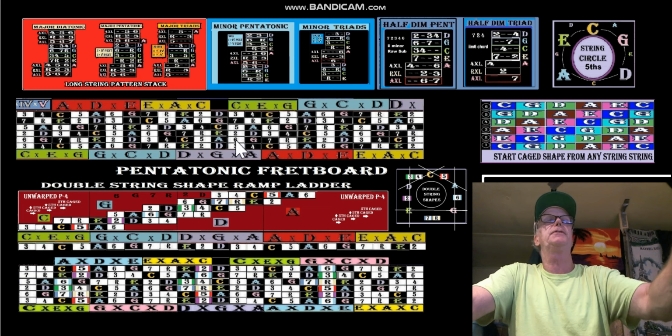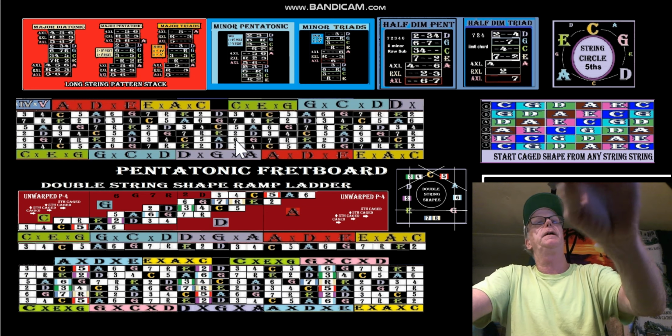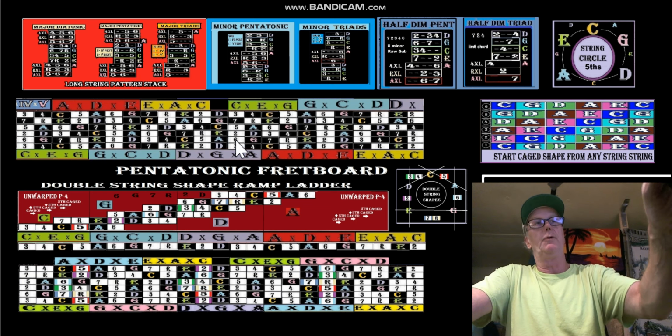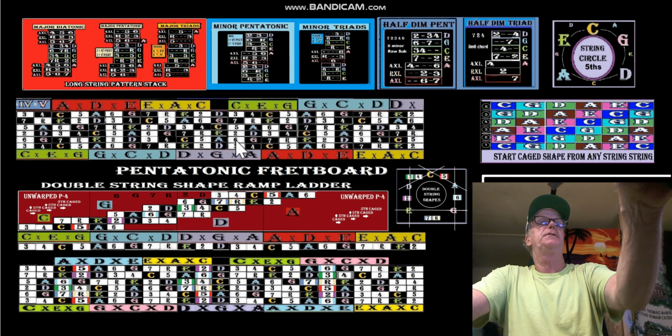So you get an extra note there. You can play the 7th of the 4th, and you can play the 4th of the 5th there. So you can do that, you can do that dominant.